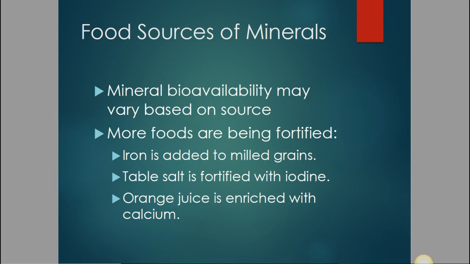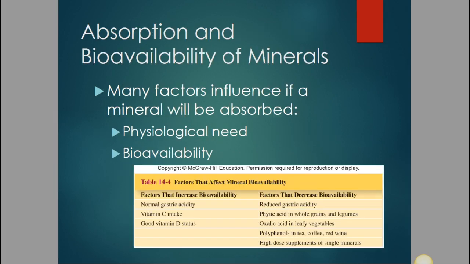Minerals come from a lot of different food sources, and we're going to go through those in more detail with each. But the bioavailability of the minerals can really vary based on the source. A lot of foods are being fortified. For instance, iron is being added to milled grains. Table salt is fortified with iodine. Orange juice is enriched with calcium. And these are efforts to ensure that people are getting enough of the minerals in a bioavailable form.